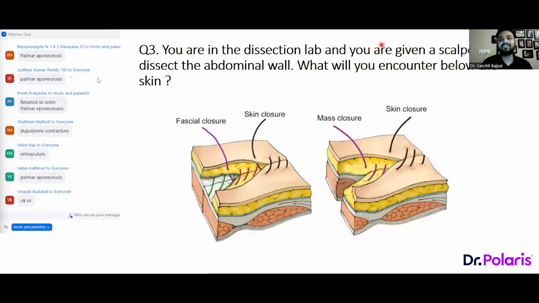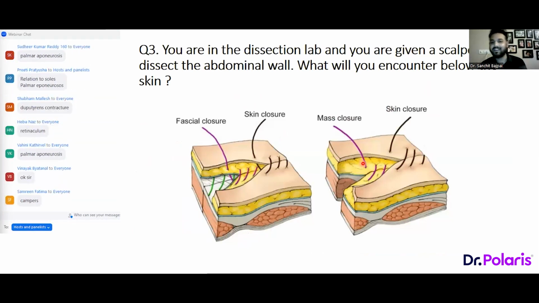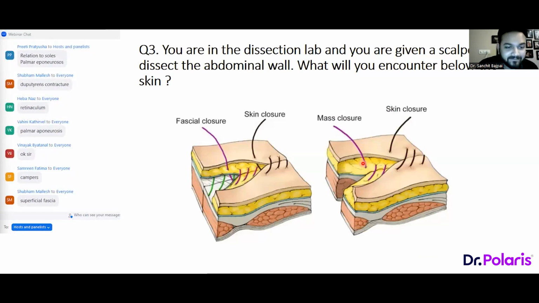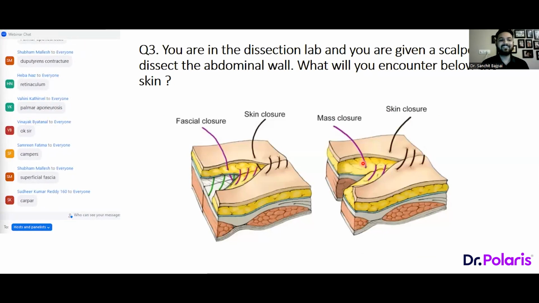You are in the dissection class and you are given a scalpel that day. You're lucky to get the abdominal wall dissection. And what do you encounter below the skin? See, you have something gray, you have something yellow. So I want both the answers. What is the yellow part and what is the gray part when you're dissecting the abdomen? This is a modification of superficial fascia.